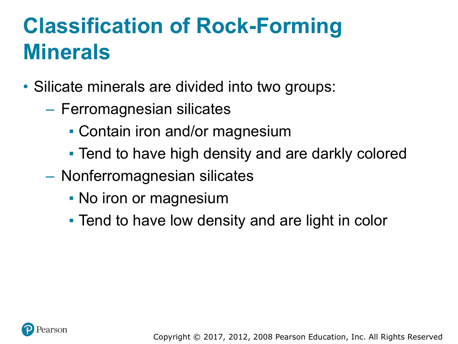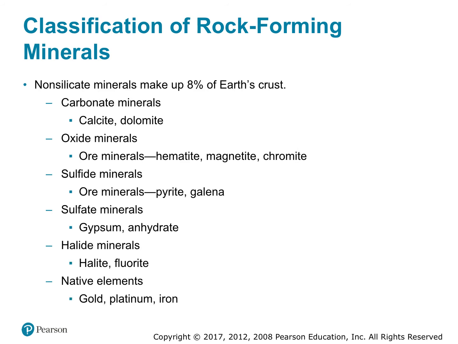We can further define silicate compounds into what are called ferromagnesian silicates. Those are silicate compounds that contain iron and or magnesium. And these arrangements of atoms tend to have very high densities, and they tend to be very darkly colored. The other class is what we call non-ferromagnesian silicates, and those have no iron or magnesium content, and they tend to have low density and they're lighter in color.